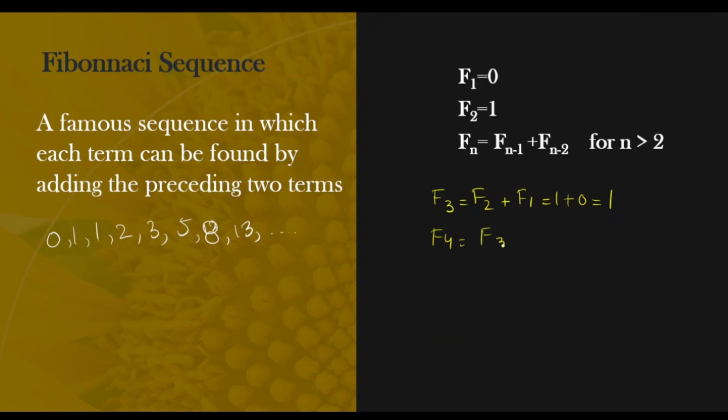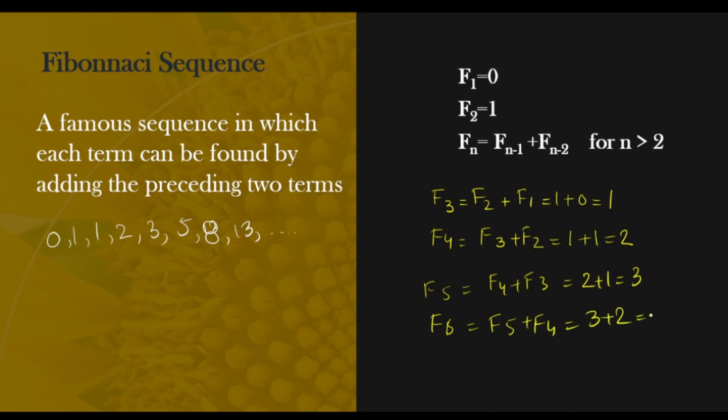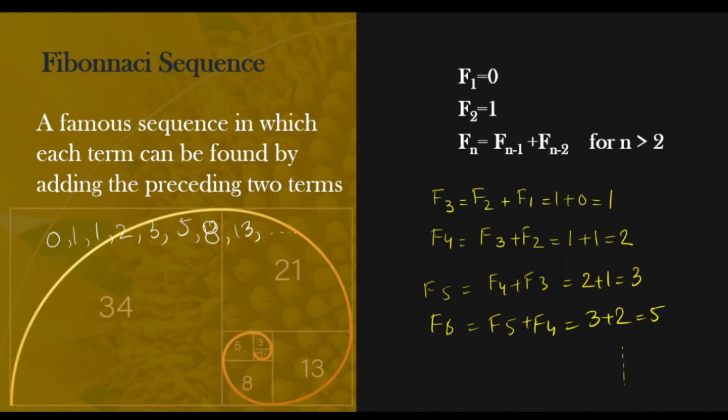f4 is f3 plus f2, and we have f3 is 1 and f2 is 1, which is 2. If we see f5, we have f4 plus f3, which is 2 plus 1, 3. We go for f6, we have f5 plus f4, which is 3 plus 2, which is 5, and it will continue so on. That's the essence of recursion, using the output of earlier steps to generate the later steps.